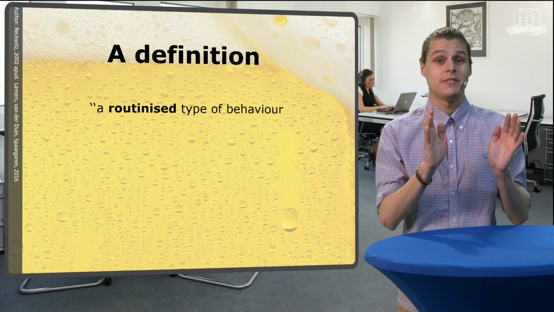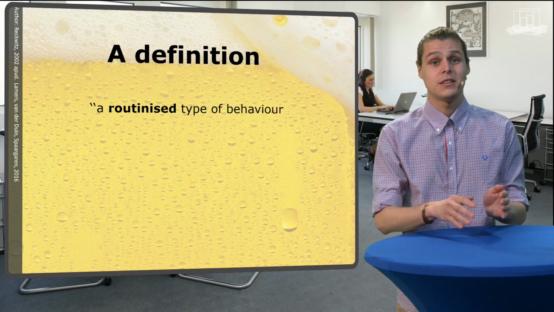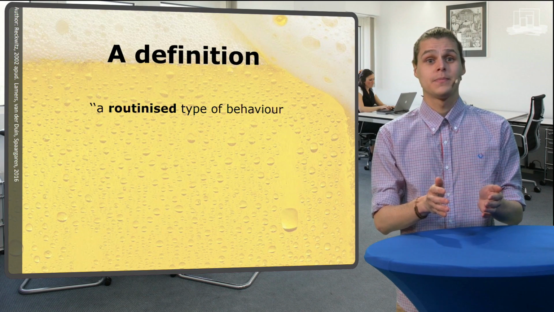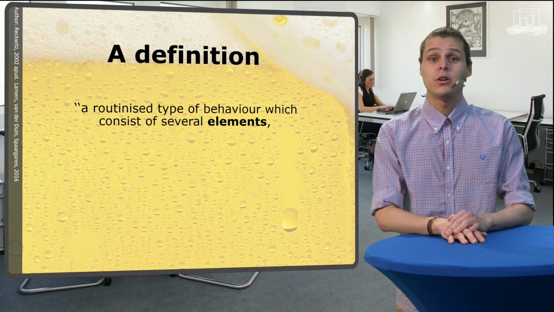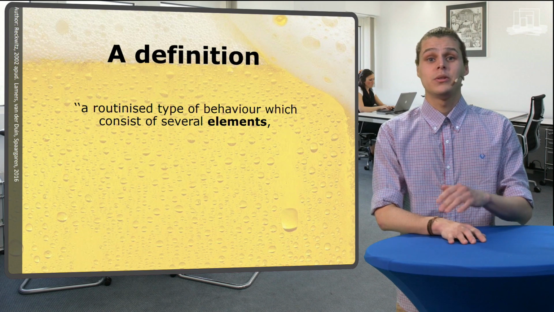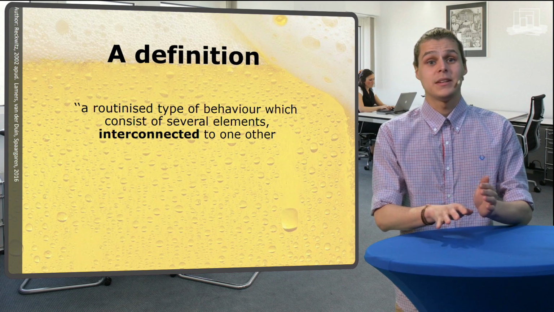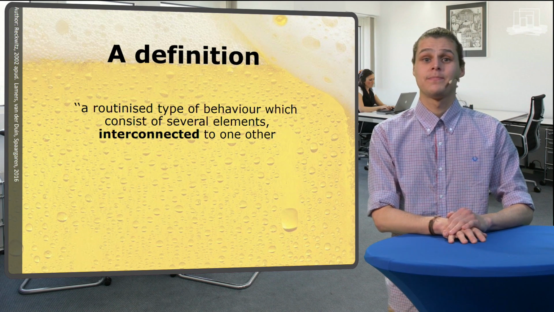First, we define practice as a routinized behavior. You do it over and over. Second, it is formed by different elements. We could categorize them as material, competence, and meaning. Third, the elements are interconnected to each other.